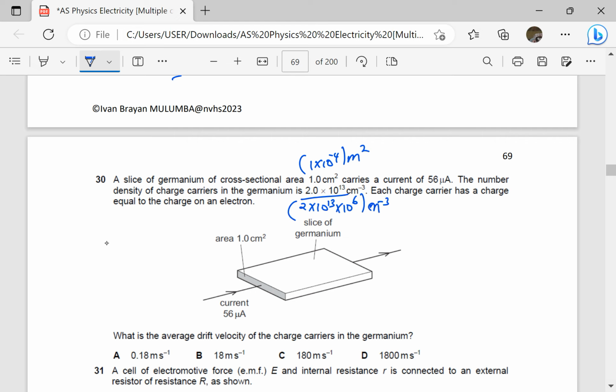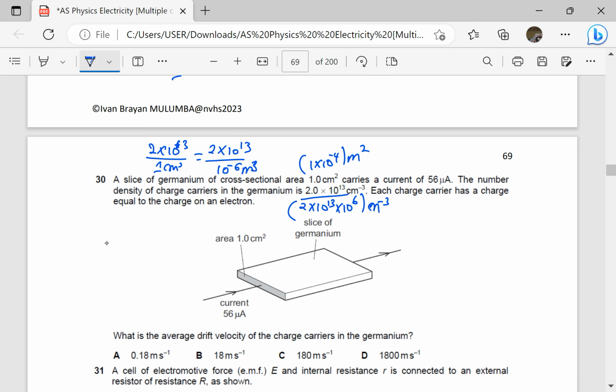If you can't see that, remember 2 times 10 power 13 per centimeter cubed is the same as 2 times 10 power 13 divided by 1 centimeter cubed, which is 100 times 100 times 100 in meters cubed. But this is actually 1 over 100 in meters cubed, which gives us 10 power negative 6 meters cubed.